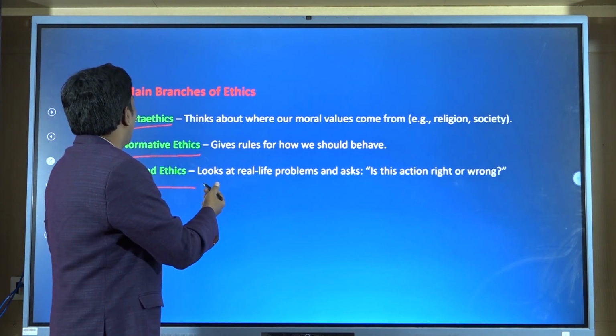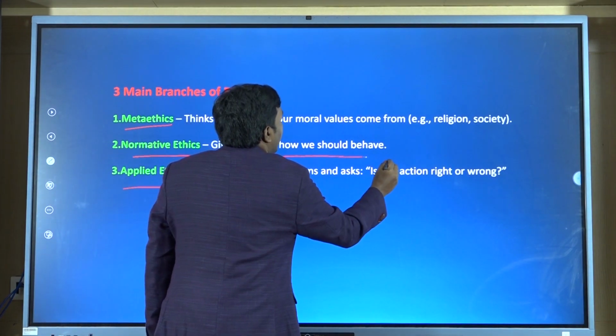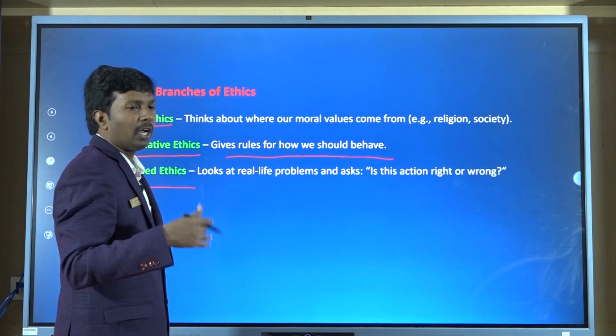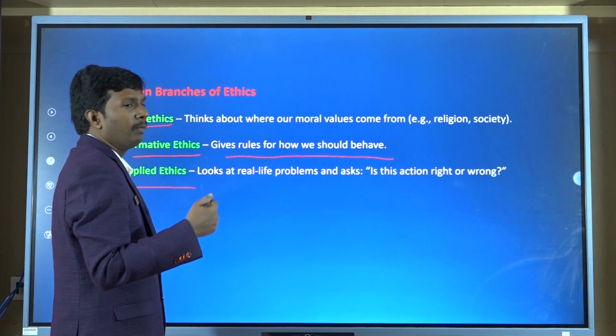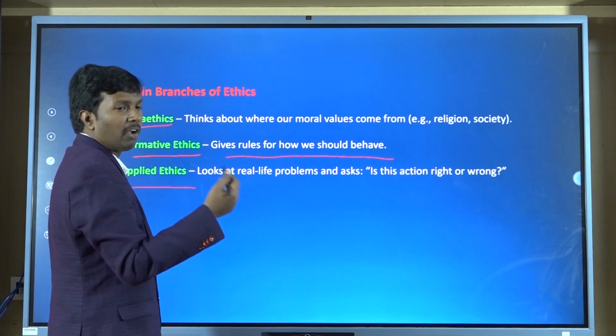And what about normative ethics? It gives rules for how we should behave. So in our society, how we have to behave is decided by this. Normative ethics gives the rules for our behavior.